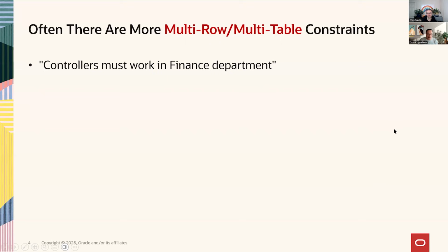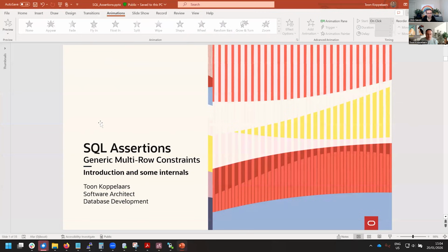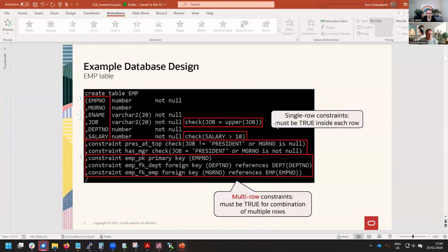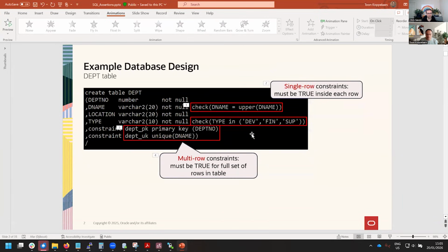Now, I have a simple example here. Let's assume I want that all the employees who are of job controller, that they must work in a finance department, right? So if I go back to my previous slides, so if your job is controller, then you must work in the finance department. Let's assume that's a constraint that I want to specify.